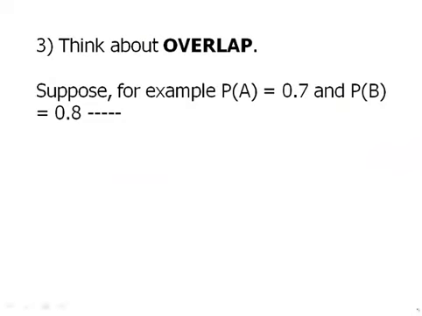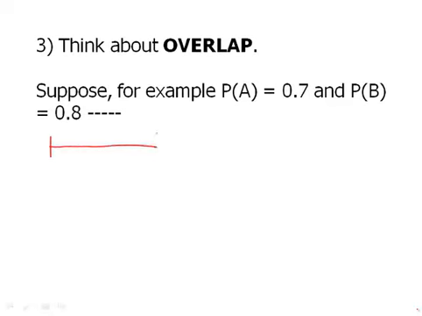Finally, think about overlap. This is a very tricky issue about probability. Suppose, for example, the probability of A is 0.7, the probability of B is 0.8. And we're asked some question about A and B, A or B, something like this. Notice, first of all, if one thing is happening 70% of the time and one thing is happening 80% of the time, there's absolutely no way that they could be mutually exclusive. There's no way that you could have 70% of the time and 80% of the time never touching each other. They're going to have to overlap.